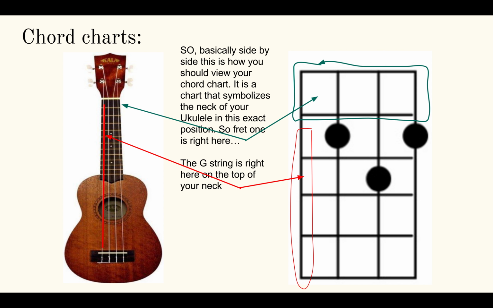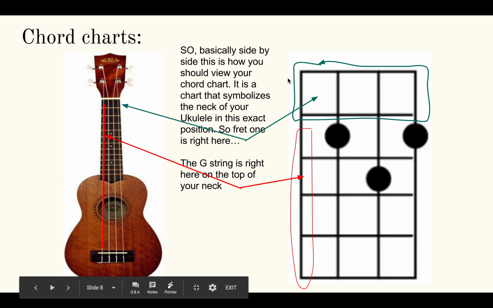Side by side, this is how you view your chord chart. It's a chart that symbolizes the neck of your ukulele in this exact position. So, fret 1 is here, this green square, just like fret 1 is here on the ukulele itself. So just pretend that when you see this chart, this right here means fret number 1, fret number 2, so on and so forth. The G string is right here where the red is, just like the G string's right here where the red is.